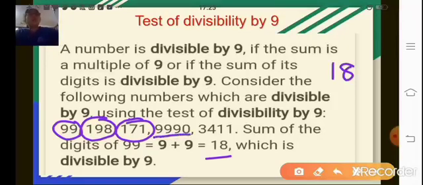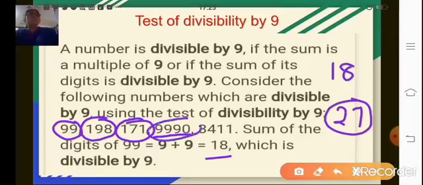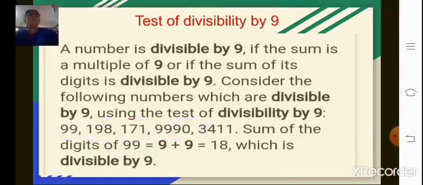Now take this number 9,990. So 9 plus 9 plus 9 is how much? 27. Plus 0 is 27. Now 27 is easily divisible by 9. So you can say that this number is also divisible by 9. Okay. So when you add the digits and if the sum is divisible by 9, that means the original number is also divisible by 9.